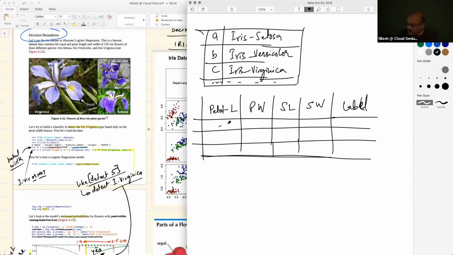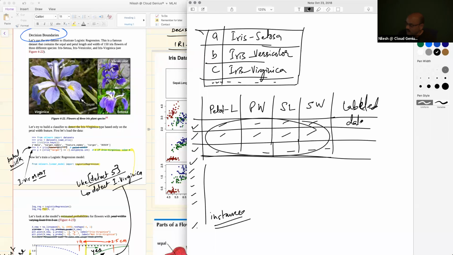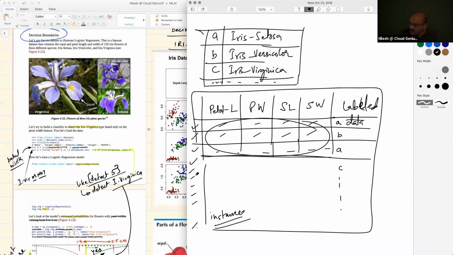So for whatever values we have in centimeters, all the data points for various flower items, data items, are called instances, various data instances. We know we have labeled data. Labeled data will tell us whether it is a flower A or a B or a C. So that's the data set we have already.